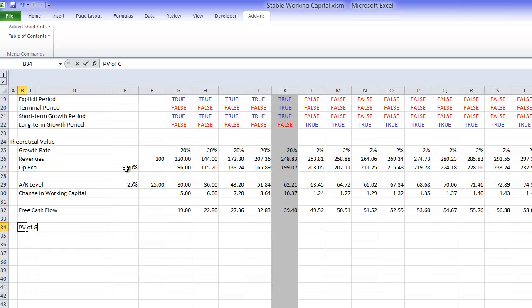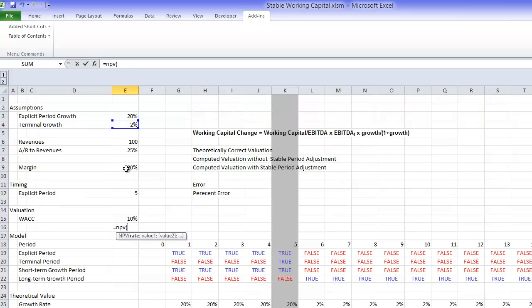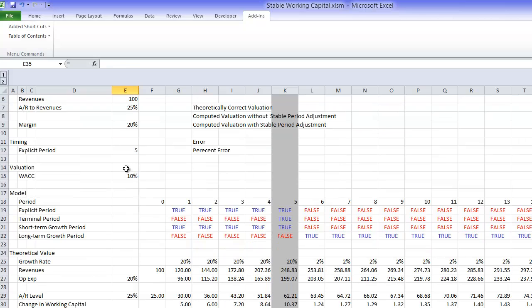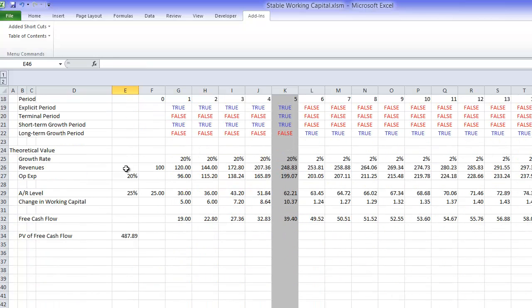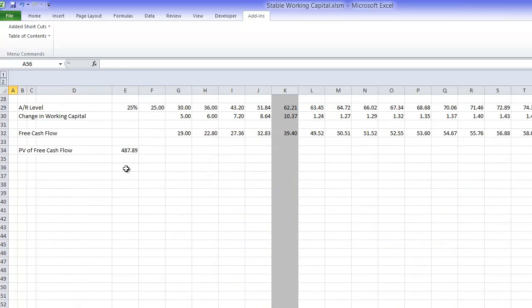The PV of the free cash flow is just the NPV at the weighted average cost of capital, and if you're lazy, you can just click on this. Okay, so that's our theoretical value. Now, here's what we're going to do. We're going to put two other approaches in.